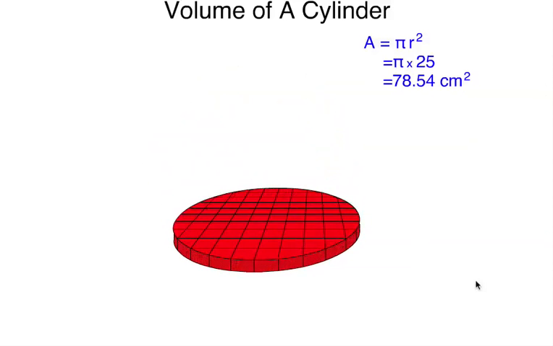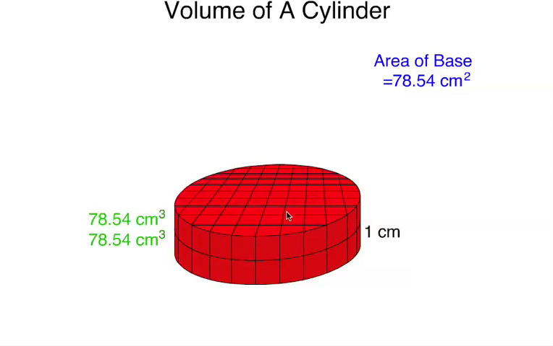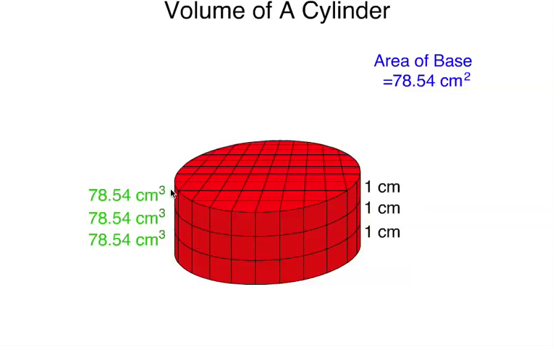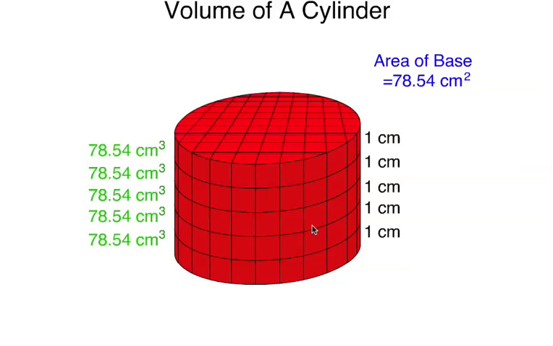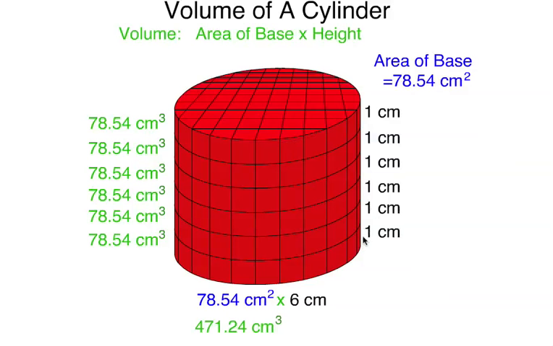All right, so now what if it had a depth of 1 centimeter? Okay, so the volume of this would be 78.54 centimeters cubed, right? So each square that we can see in the surface area represents 1 cube. Then we're looking at all the different layers, right? So the height of the cylinder in centimeters tells us how many layers of centimeters we have.